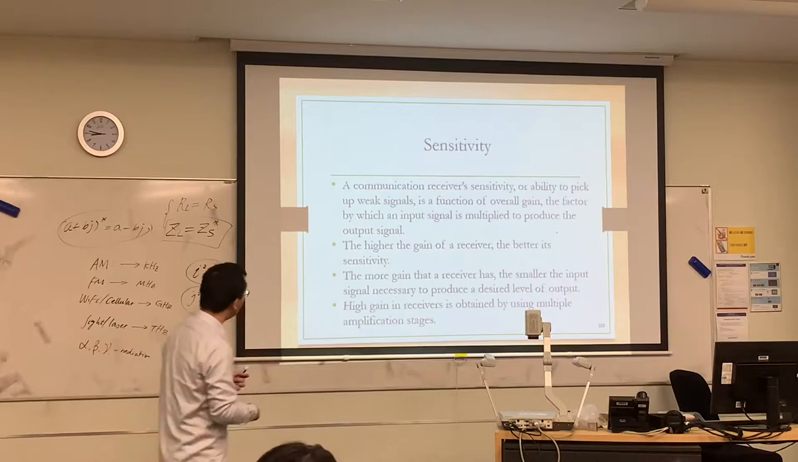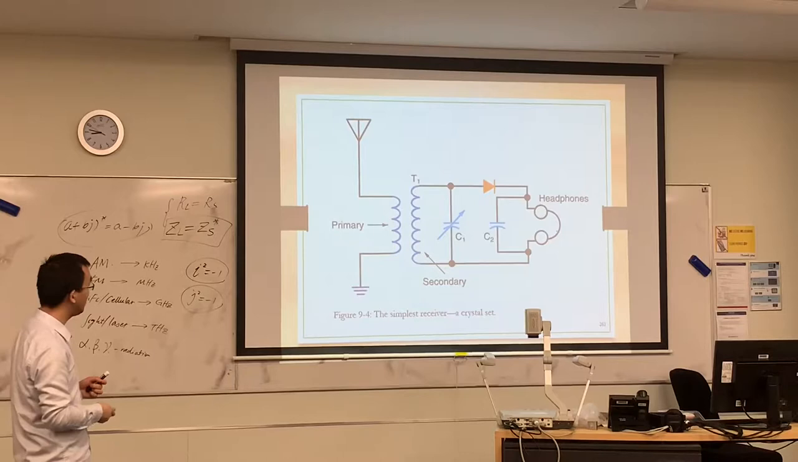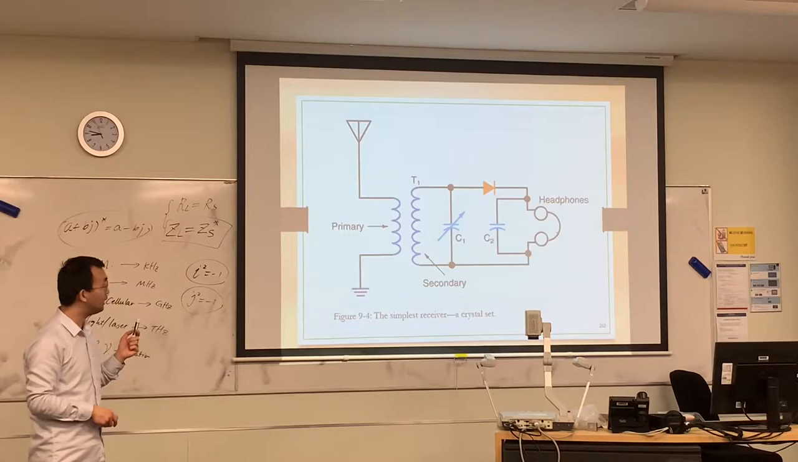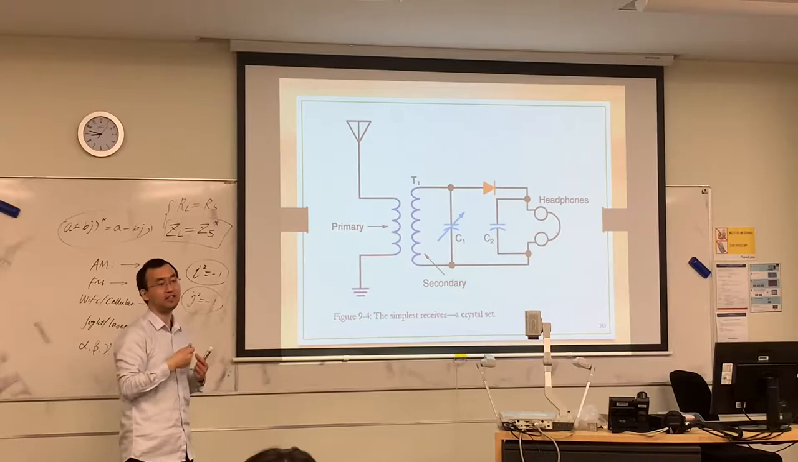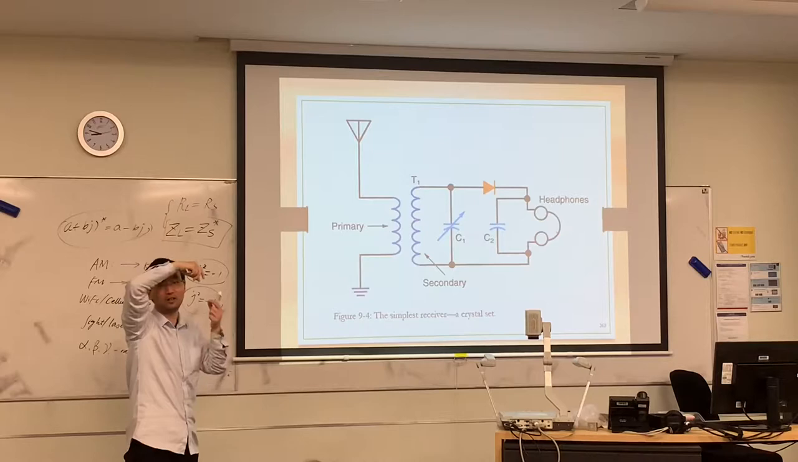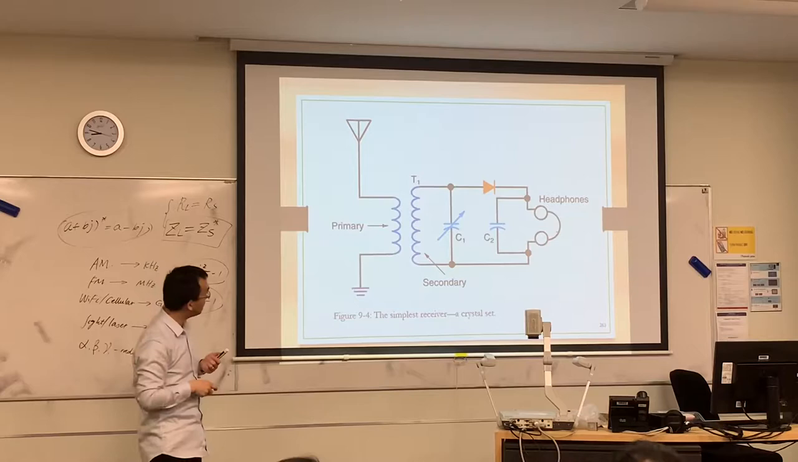So the selectivity, look at this one. For example, this is a very simple AM receiver. If you have the components, you can try it. You can pick up the signal. This one is the antenna, and you probably want to know, how do I make an antenna? An antenna is very easy. You're just using a long wire, like a copper wire, or even aluminum or another metal wire, right? What is this part?